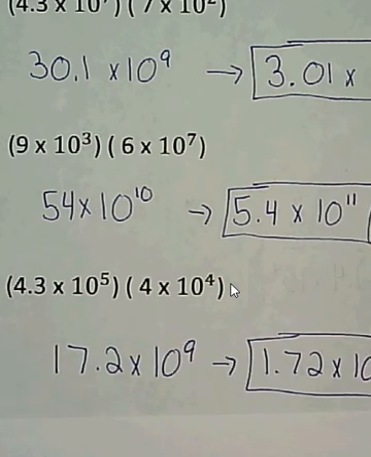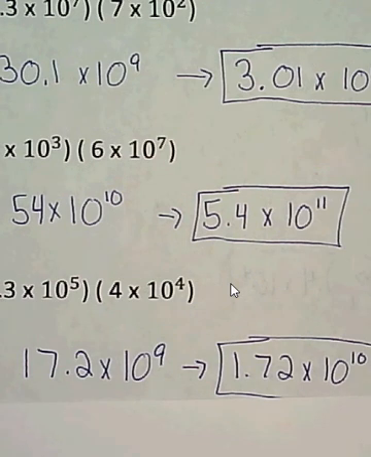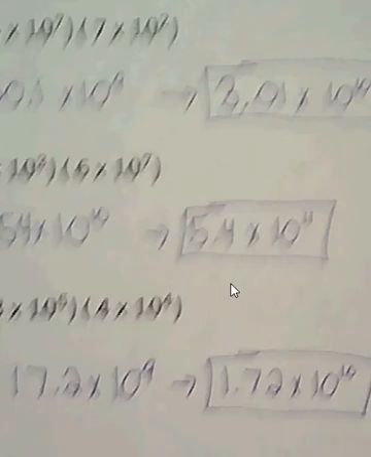Okay, you should have gotten 17.2 times 10 to the 9th. But when you put it into proper scientific notation, it's 1.72 times 10 to the 10th. Okay, so pretty simple for multiplying. Okay, now let's try some dividing.